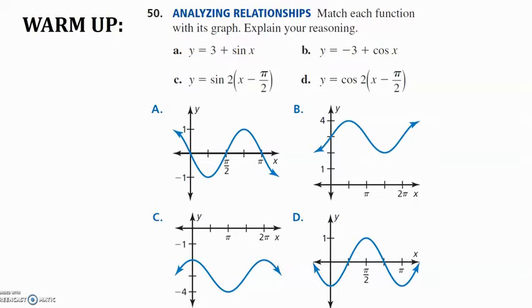So some things to think about as you're doing this is think about visually the shape of the graph. Have in your mind what a sine graph looks like, have in your mind what a cosine graph looks like. Think about the different transformations. Has the graph been shifted? Has it been moved up or down? Has it been stretched? Has it been flipped? Think about those different things as you try to do that.